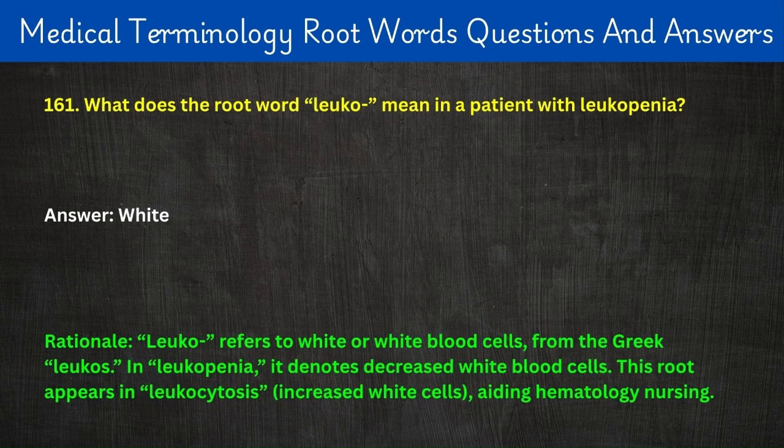161. What does the root word leuco- mean in a patient with leukopenia? Answer: white. Rationale: Leuco- refers to white or white blood cells, from the Greek leukos. In leukopenia, it denotes decreased white blood cells. This root appears in leukocytosis, increased white cells, aiding hematology nursing.